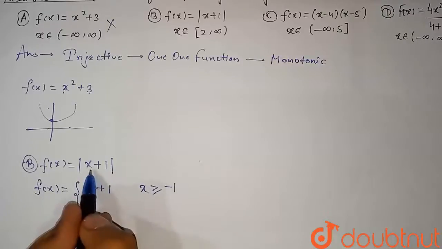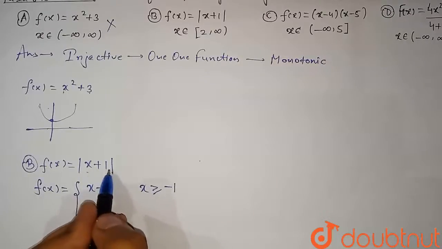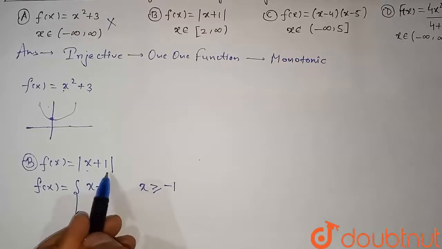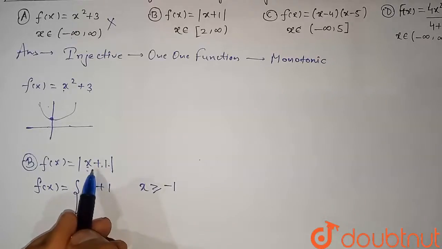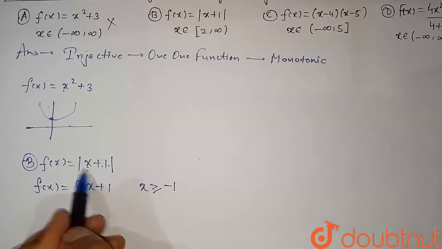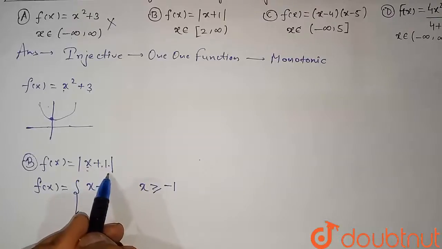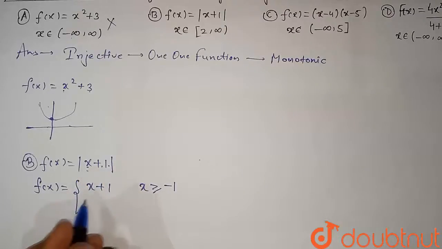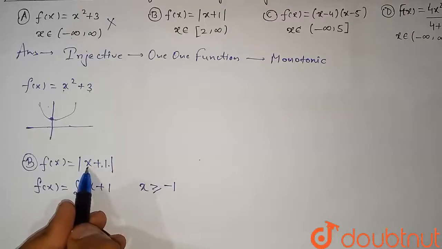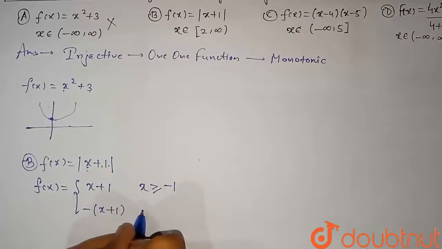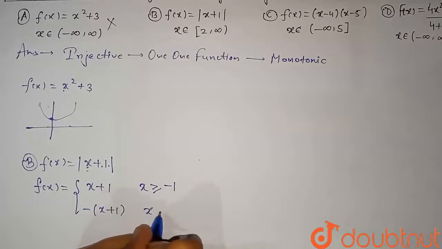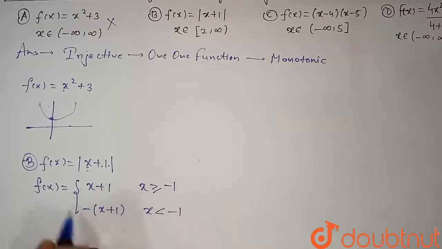But if we put a value smaller than minus 1, the expression becomes negative. For example, if we put minus 2, then minus 2 plus 1 becomes negative. Since modulus implies the function must be positive, we apply a negative sign. After applying it, we get minus of x plus 1, and this is for the interval where x is less than minus 1. So this is our function.